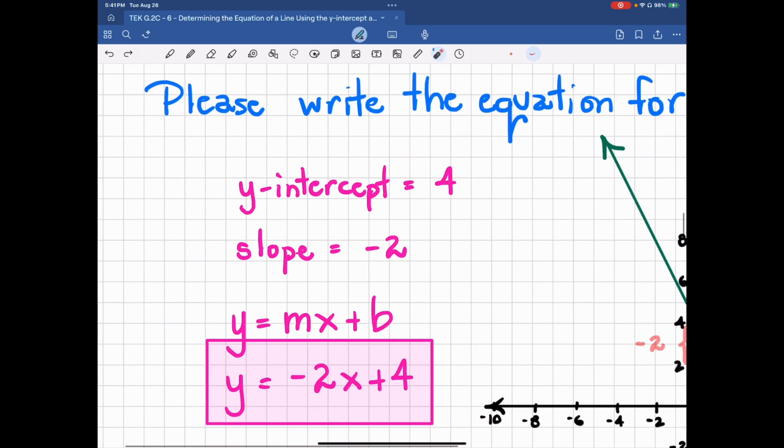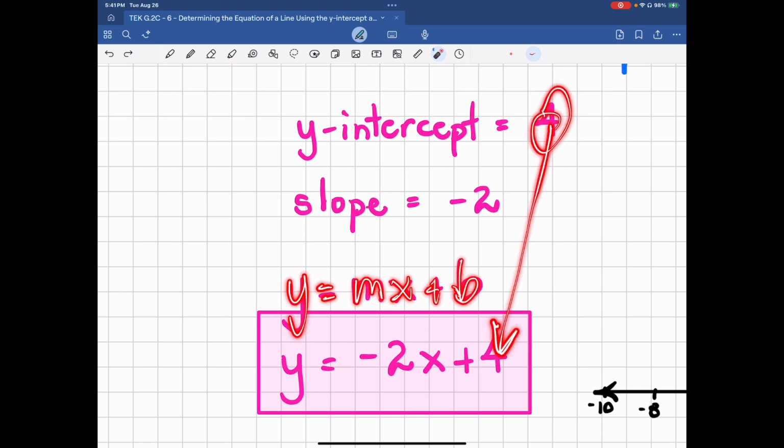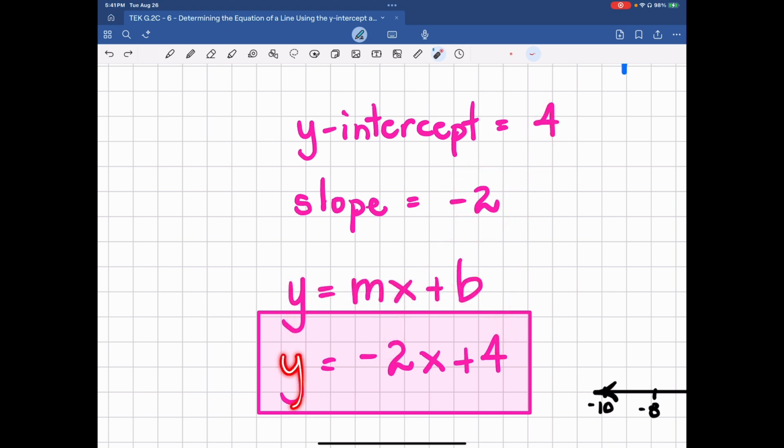So with that knowledge, we know that the y-intercept is 4. We know that the slope is a negative 2. We're going to take our old friend y equals mx plus b, and we're going to stick these numbers right where they go. The y-intercept goes here, which is a positive 4. The slope is a negative 2, and it comes right here. So the answer to this question would be y equals a negative 2x plus 4. And that's our final answer.